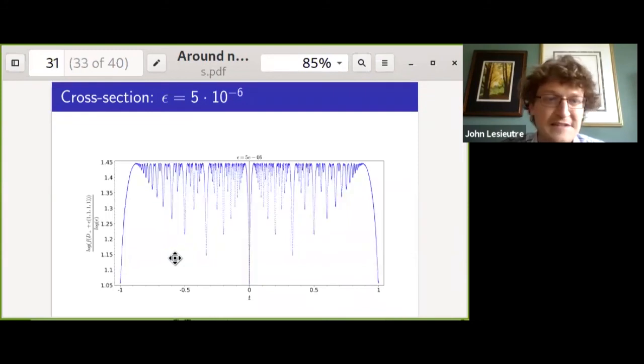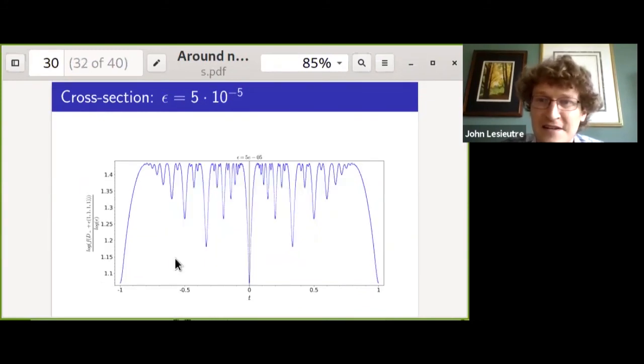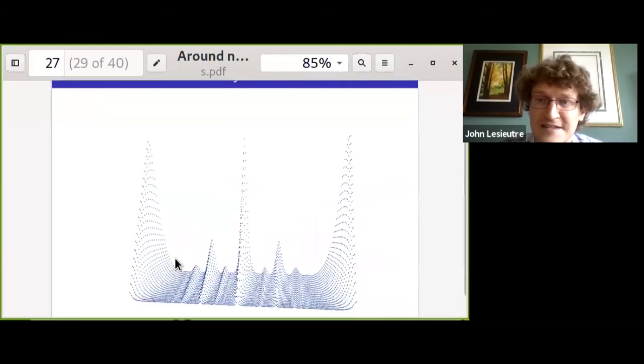Any questions on these plots? These are my favorite part of this example that I have so far.